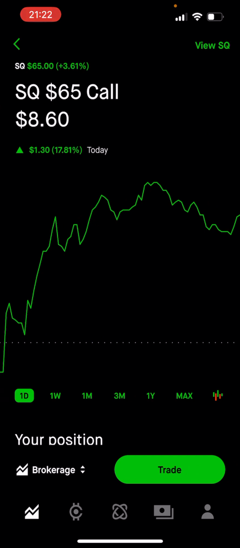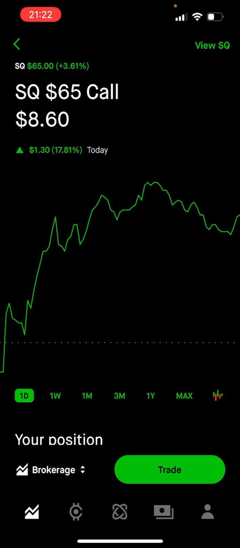To monitor your covered calls, you're going to do a quick calculation of the intrinsic and extrinsic value. If you look at the top of the screen, first it shows Square's current price, which is at $65. Next, it shows the Square contract that I did is $65. And then below that has $8.60. That's currently what the contract's worth.